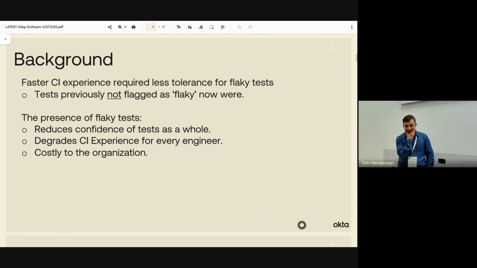The time it took for developers merging their code was increasing, and executive sponsorship initiatives were spun up to improve that experience. Our architecture enables features and hotfixes to be rolled out to our customers, but we have the constraint that every change, every test, must pass before going to the customers. So, a conundrum. Flaky tests obviously reduce the confidence of automated testing. They decrease the CI experience for every engineer, and they're costly to your organization.